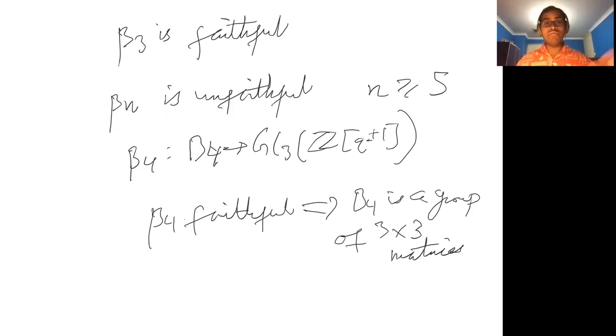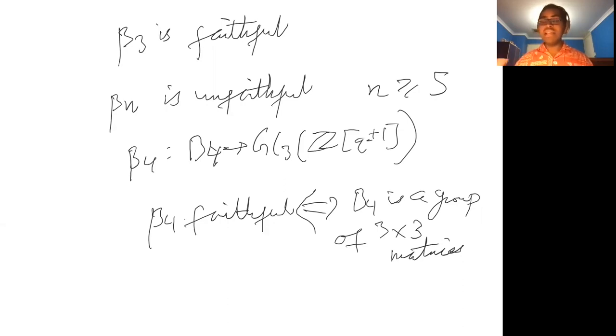And in fact, it's a reverse implication as well. If I tell you B4 is a group of 3 by 3 matrices, you can tell me that Burau 4 is faithful, because there aren't any interesting three-dimensional representations of B4 other than just Burau 4. You can scale it, or if you don't scale it, you have only reducible representations that split up into simpler pieces, one of which is one-dimensional. So in fact, there is an equivalence: beta 4 is faithful if and only if B4 is a group of 3 by 3 matrices.